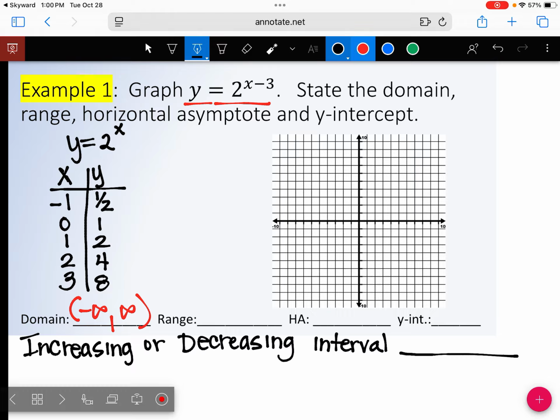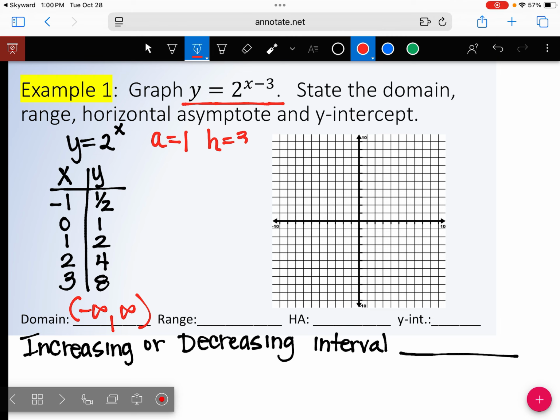Okay. Now, what changed? Now, I want you to look at this function. So my a value is in front of the 2. We don't see a number, so that means that a is 1. H is always in your exponent, but you flip it. It doesn't matter what kind of function it is. You're always going to flip h. So would h be +3 or -3?